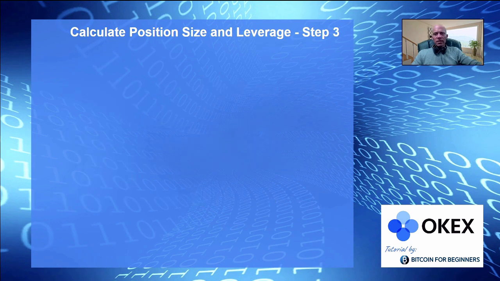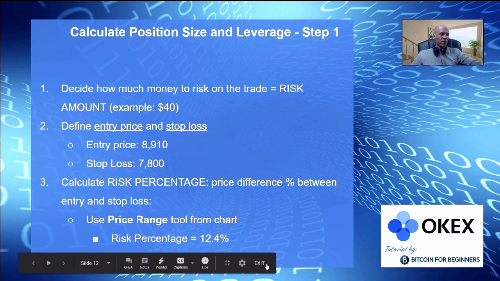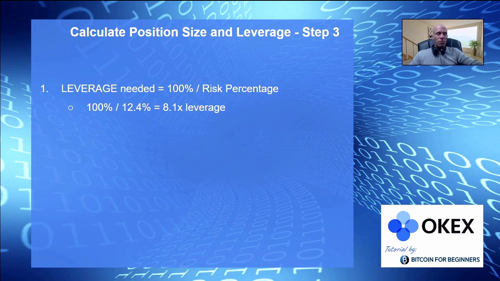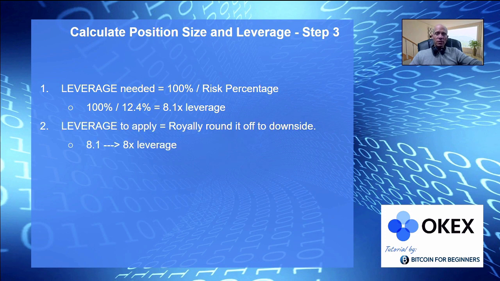For step 3, we need to calculate the amount of leverage. Divide 100 by the risk percentage that we found in step 1, right over here. So that's 100 divided by 12.4 is 8.1 times leverage. But the leverage we will actually apply can be conservatively rounded off to the downside. So 8x in this case.